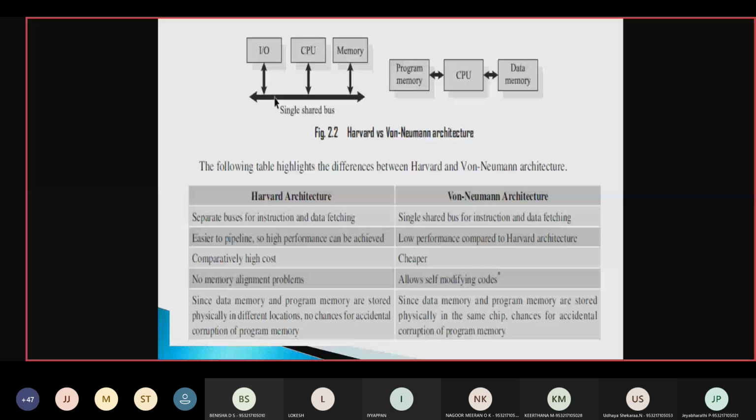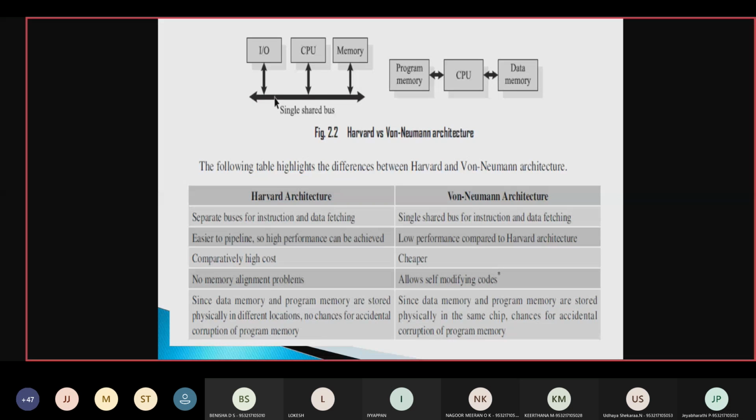The Harvard architecture is easy to pipeline, so we can achieve high performance in it. Whereas in the von Neumann architecture, the performance is comparatively very low. The Harvard architecture is comparatively high cost, whereas the von Neumann architecture is cheaper. Why? Because in the Harvard architecture we need separate buses, whereas in the von Neumann architecture we have a single shared bus.